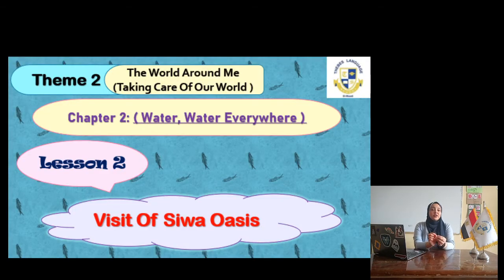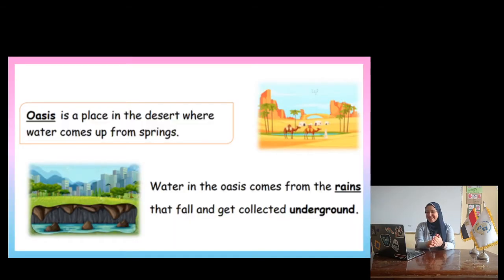Lesson 2, we're going to talk about Siwa oasis, okay? So, first, what's meant by oasis? Oasis, it's a place in the desert where water comes up from springs, okay? It's a place in the desert, there are plants, there are animals. Why? Because there is water, and this water comes from springs.